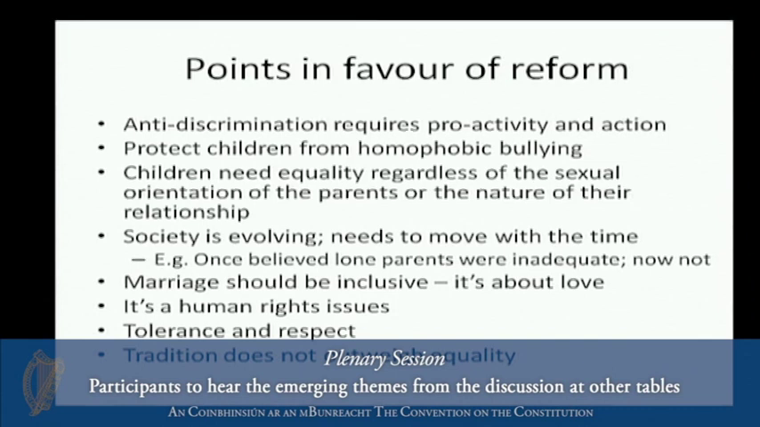If we're going to address anti-discrimination in society, we need to be proactive. It needs action. It's not something we can just sit back on. That seems to be that first point. A lot of these are going to be very related, as you might expect. We need to protect children from homophobic bullying. That was a point that I think came up quite early this morning. Children need equality regardless of the sexual orientation of the parents or the nature of their relationship. Society is evolving, so it needs to move with the time.